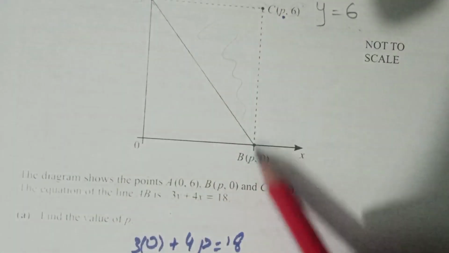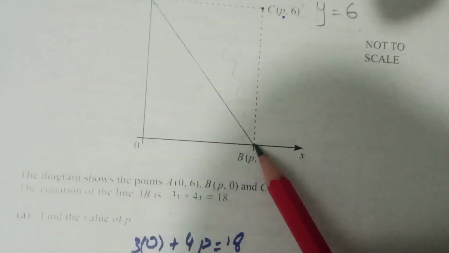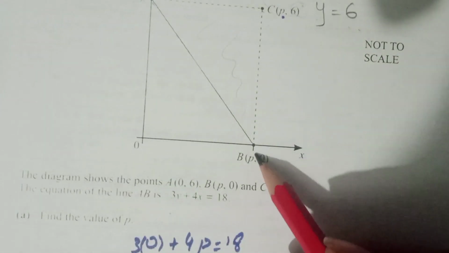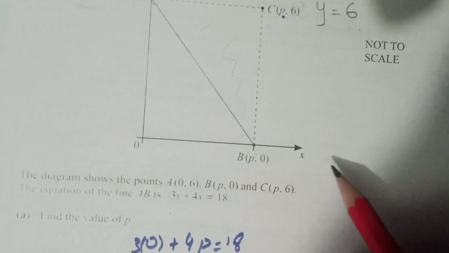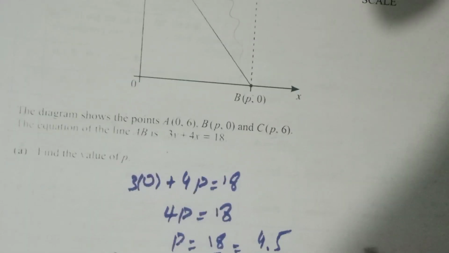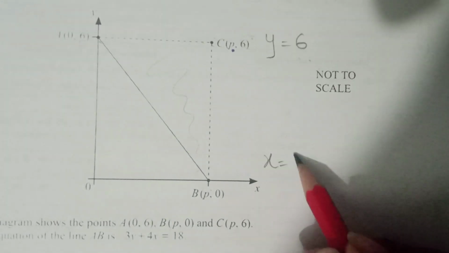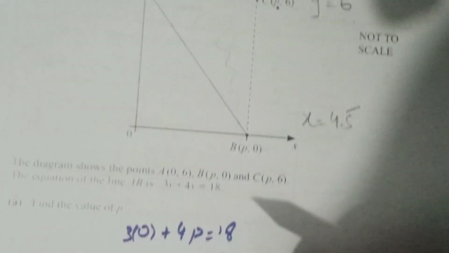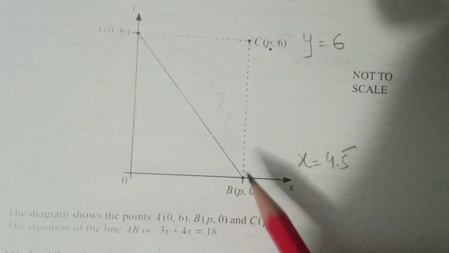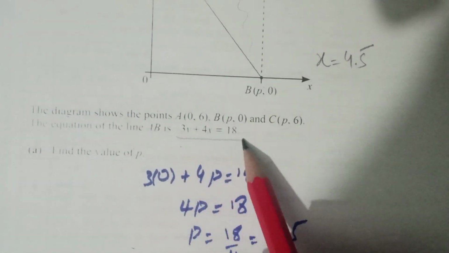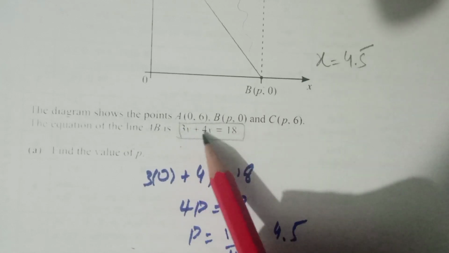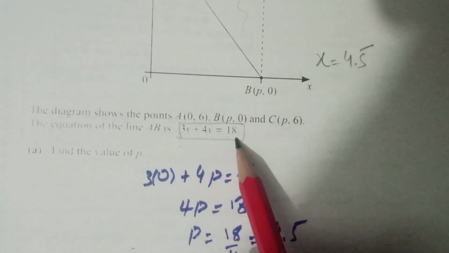Now this line is x equals 4.5, because we found the value of p, which is 4.5. Now we have the line AB, which is also provided to us: 3y plus 4x equals 18.